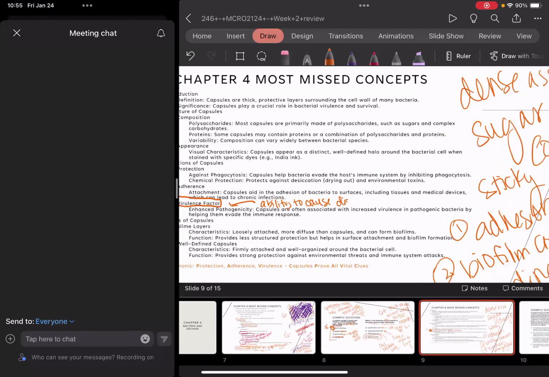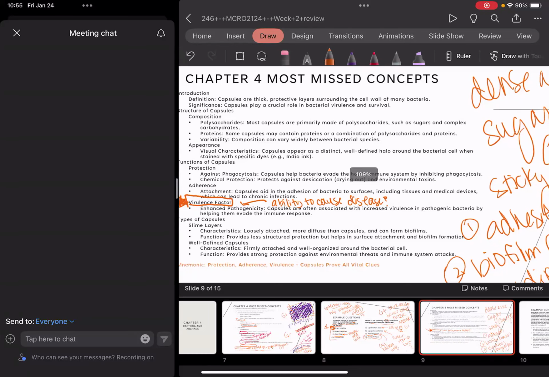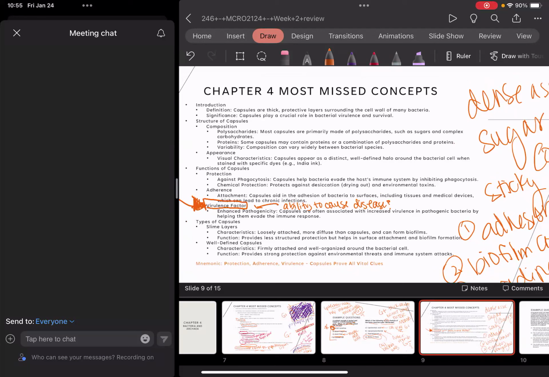And what is disease? You guys remember what it is? Disease is deviation from perceived health. So the ability of a microbe to cause deviation from perceived health. Anything that helps a microbe achieve that is a virulence factor. So obviously, if it's helping avoid being eaten up by your white blood cells, which is phagocytosis, that's helping that organism cause disease. All right.